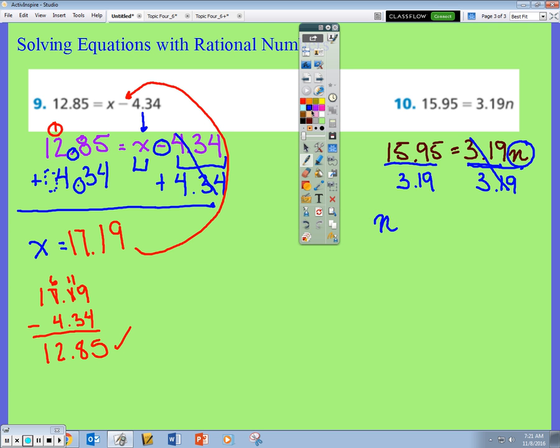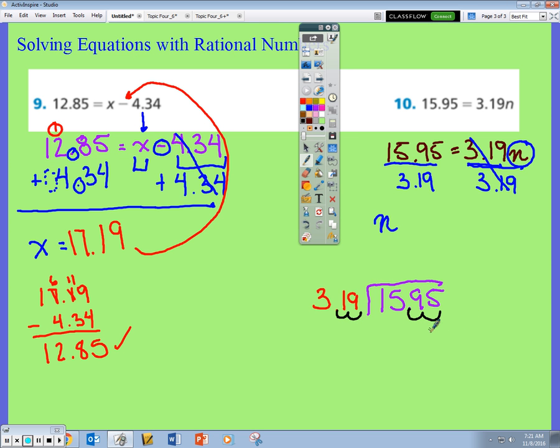I'm going to go down here and do some work because it's a little more complicated. 15 and 95 hundredths becomes my dividend. That goes on the inside of the division bar. The 3 and 19 hundredths goes on the outside. Next thing I notice, I have decimal points in my divisor. I have to move it over 1 and 2, make this a whole number. That becomes 319. I must mirror that movement in my dividend. Move it over 1 and 2.